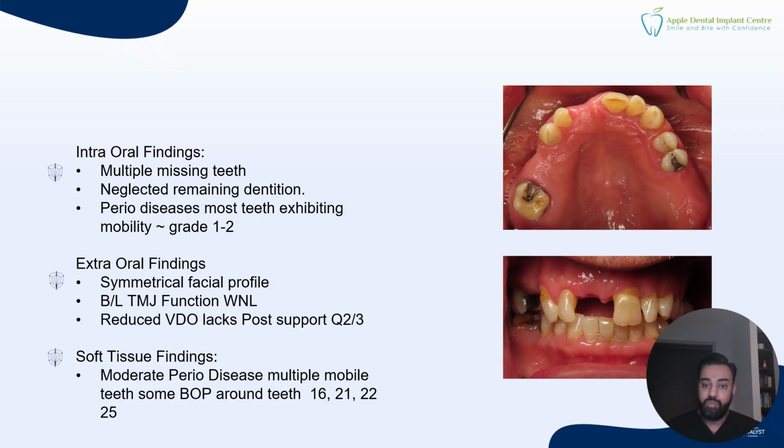He has reduced vertical occlusal dimension due to loss of posterior support. He is missing molars in quad 2. He is missing the molars in quad 3 as well. We will see some pictures in the next few slides. Soft tissue findings include moderate perio disease with multiple mobile teeth. Some bleeding on probing was found around teeth 1.6, 2.1, 2.2, and 2.5.